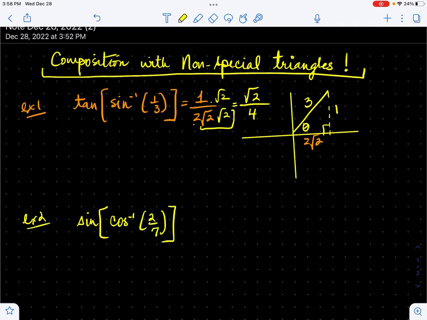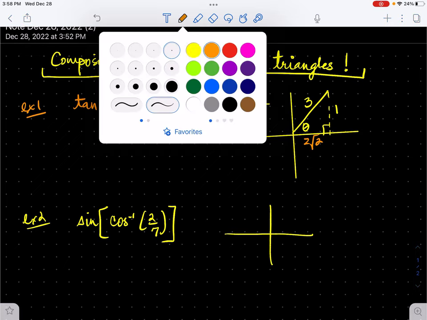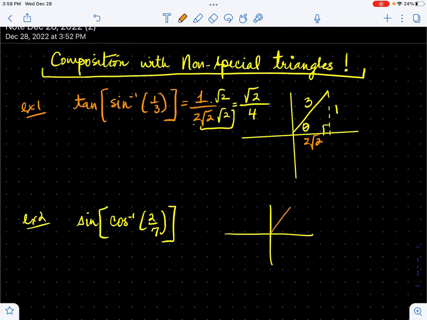Alright, inner function is inverse again, so we gotta follow cosine inverse restrictions, which is restricted to quadrant 1 and 2. However, cosine is positive, not in second quadrant, so we'll stick to quadrant 1. Here we go, here's our angle, finish it off.